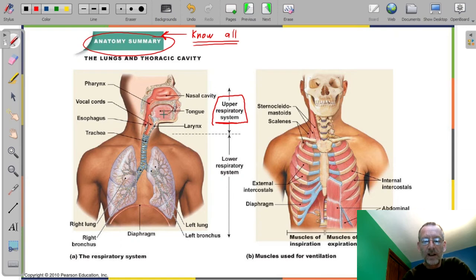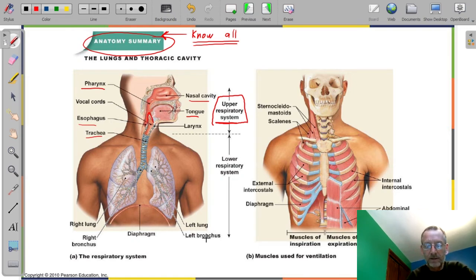We talked about the larynx. You should recognize the tongue, the nasal cavity, of course. We just talked about the pharynx. The vocal cords are not shown in this illustration. And then we have the esophagus and the trachea. And the epiglottis, of course, is the flap. It seals off the trachea when you swallow.